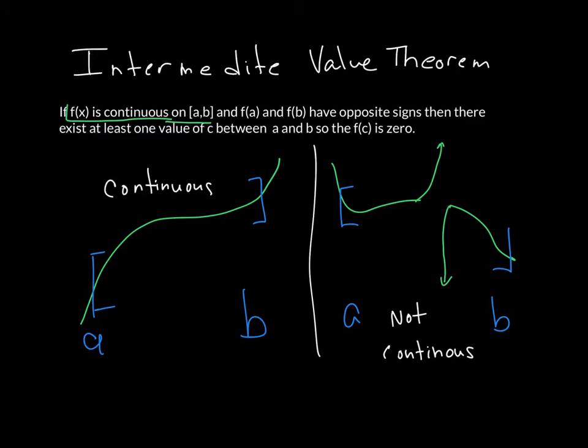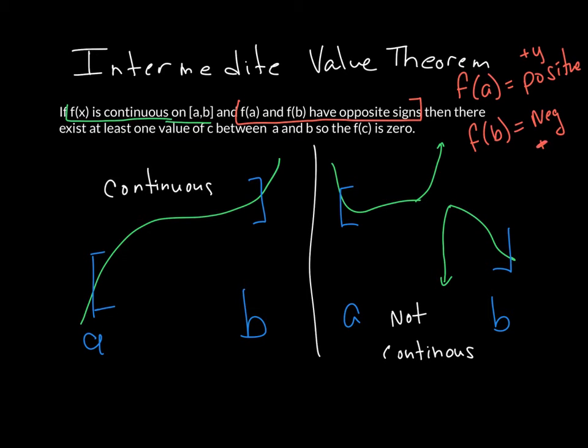So what does the second part say? The second part says that f of a and f of b have opposite signs. That means f of a could be positive, and then f of b would have to be negative. And remember, that means the y value in this case would be a positive y, and this would be a negative y. It could also be switched. So f of a could be negative and f of b would be positive.